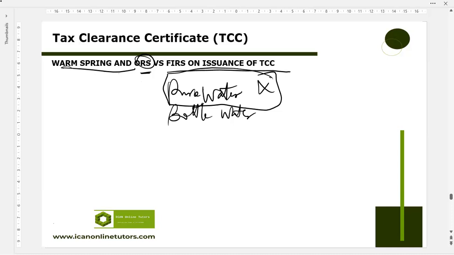And thank God they didn't pay it. If they had paid, all companies doing bottled water now would also be paying VAT on the bottled water. But that doesn't mean when you go to the supermarket, you're not paying VAT on these drinks. Yes, you will be paying VAT because the supermarket is not selling it at the normal price. They have added value, and they must pay the value added tax.